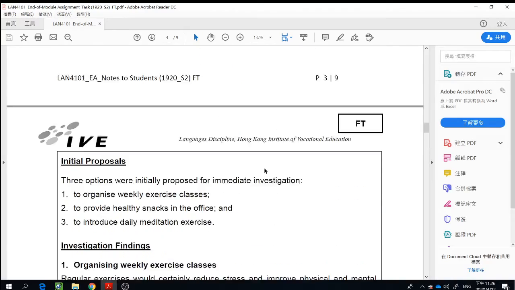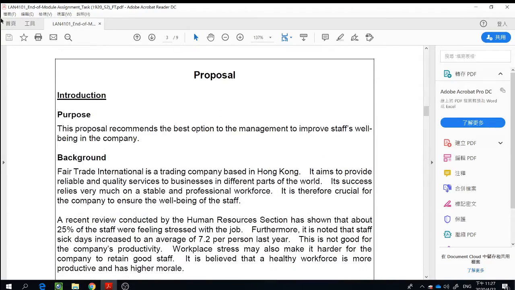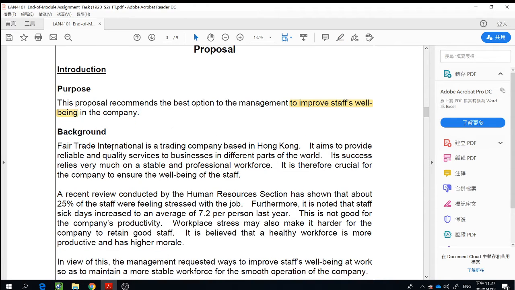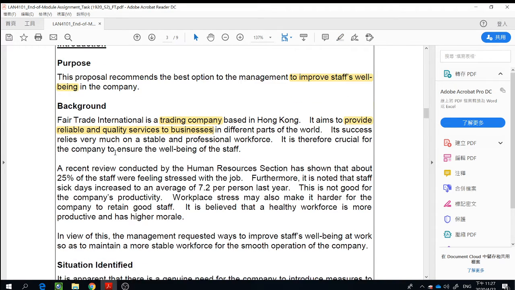Let's start from the background. This proposal recommends the best option to the management. What's the purpose of writing? To improve the staff well-being. That's the first point. Okay. And then what's the background? This is a trading company. All right. The objective is to provide reliable and quality services to business. And then you have to ensure the well-being of the staff.